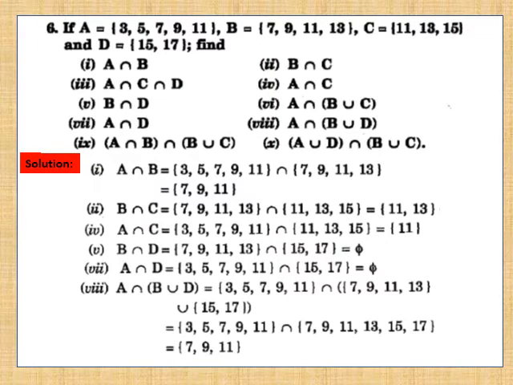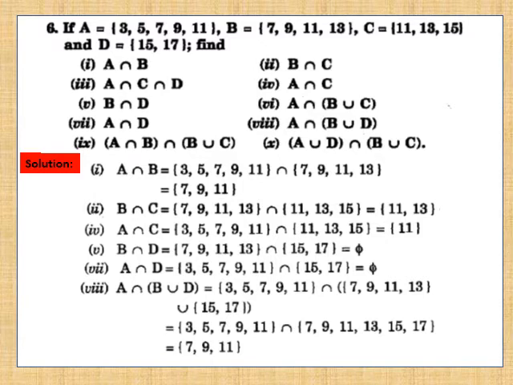Moving to question 6. If set A is equal to {3, 5, 7, 9, 11}, set B is equal to {7, 9, 11, 13}, set C is equal to {11, 13, 15} and set D is equal to {15, 17}, we have to find these. I have solved the first, that is A intersection B. Intersection means only common elements. So the common elements in sets A and B are 7, 9, 11. 13 is not in A. So it will be equal to the set {7, 9, 11}.